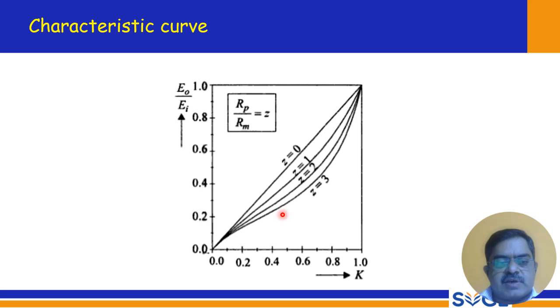And a characteristic curve, where Rp by Rm equal to Z. When Z is equal to 0, you have an almost linear curve. When Z is equal to 1, a slightly curved one, and this is a more non-linear curve when Z is 3. So when the Z value is increased, the characteristic curve between E0 by Ei and K becomes very non-linear. So this is a simple characteristic curve.